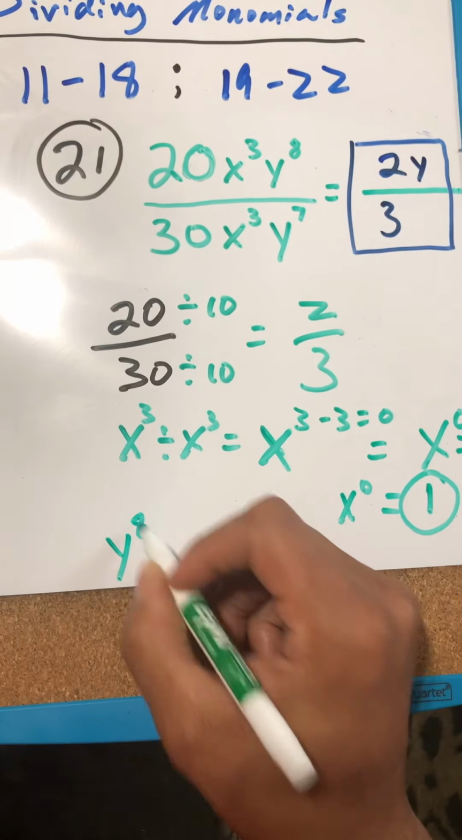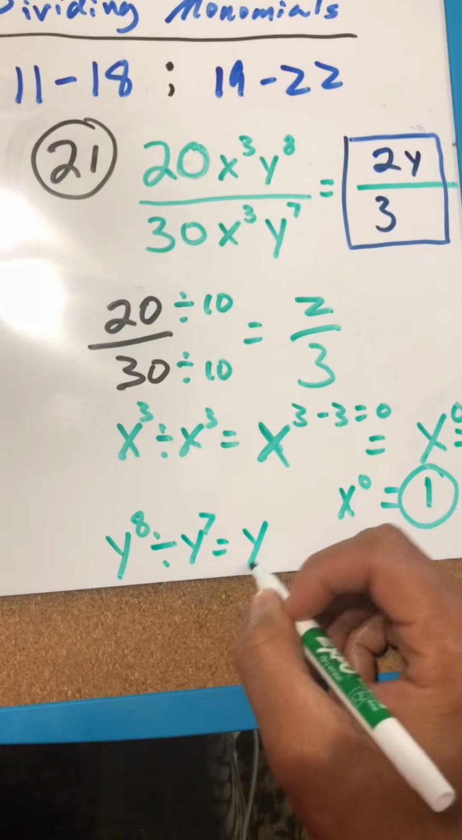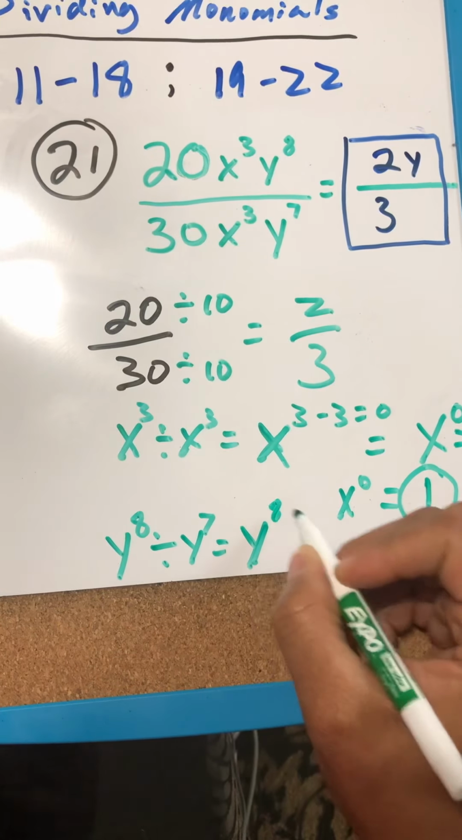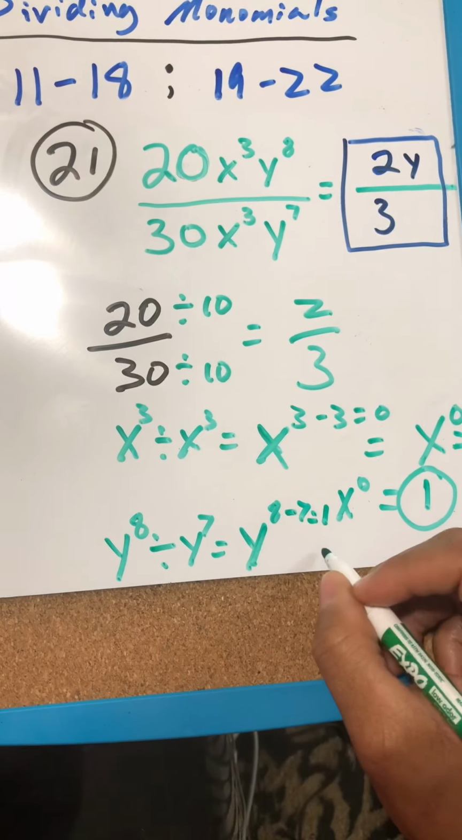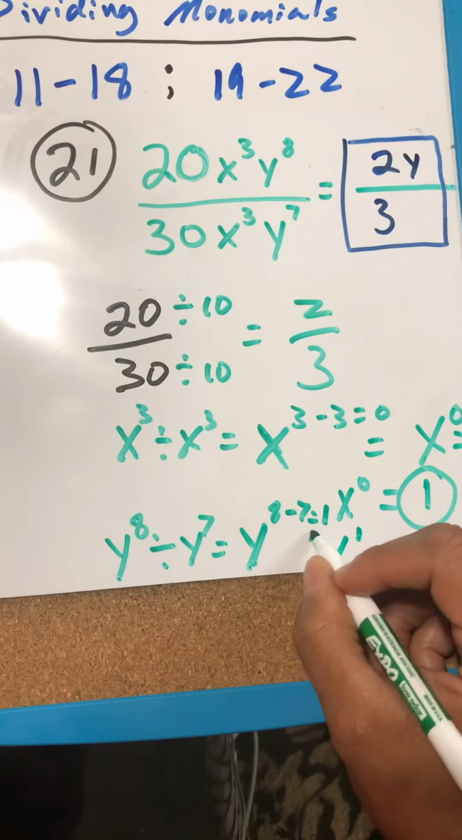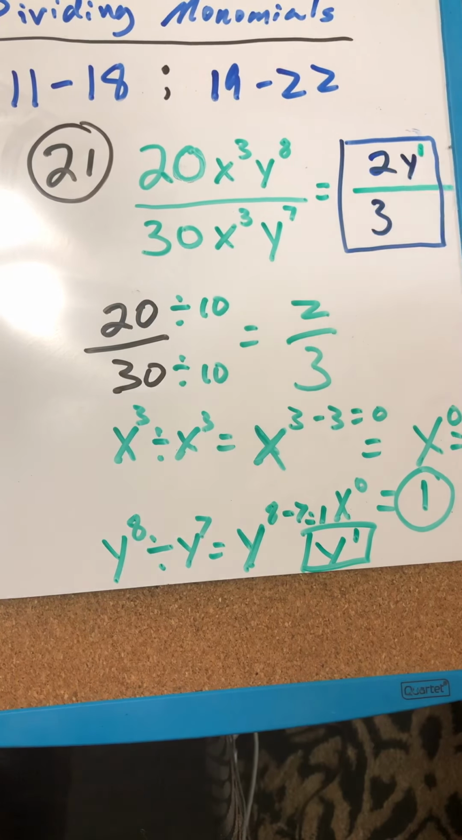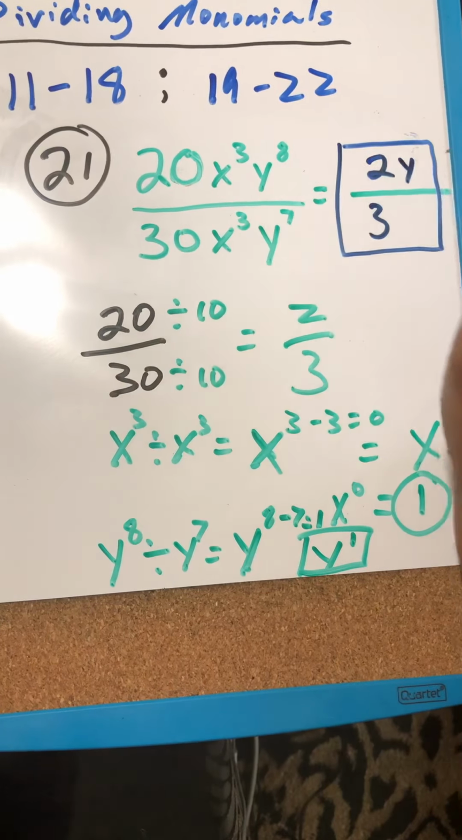I have y to the 8th divided by y to the 7th. So I recognize that my bases are the same, so I write that down, and I'm going to write 8 minus 7, and I get 1. So 8 minus 7 is 1, so we get y to the 1. And that's my second answer. That's why you have y to the 1 here. Technically, we're not going to write the 1, but just know that it's there.